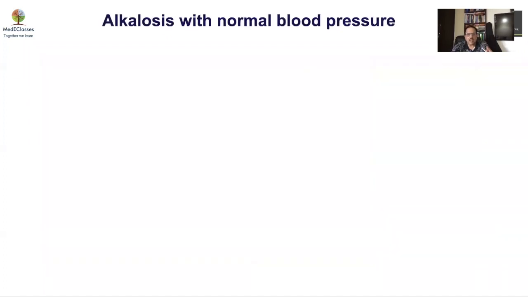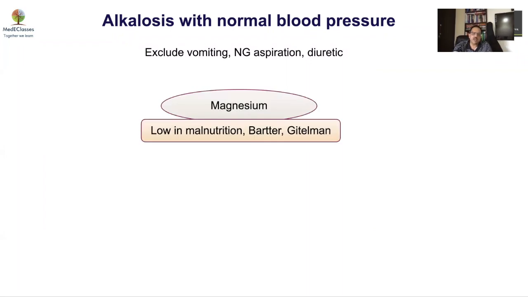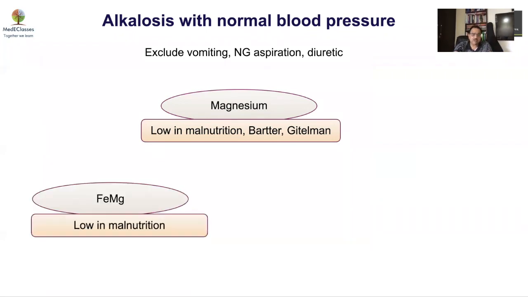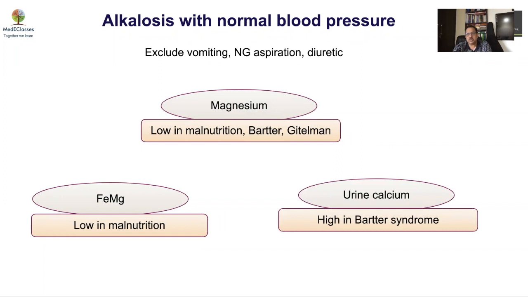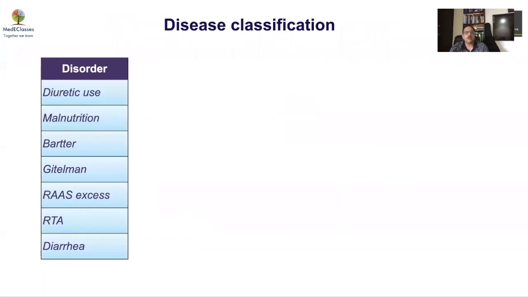Now, if alkalosis is there with normal blood pressure, in that case you have to exclude things like vomiting, NG aspiration, and diuretics. Then you have to look at magnesium level. If magnesium level is low, you're dealing with a number of conditions like malnutrition, Bartter, and Gitelman syndrome. Look at fractional excretion of magnesium. If it's low, it is malnutrition. If it's high, it is Gitelman syndrome. And if there is hypercalciuria, it's basically Bartter syndrome.